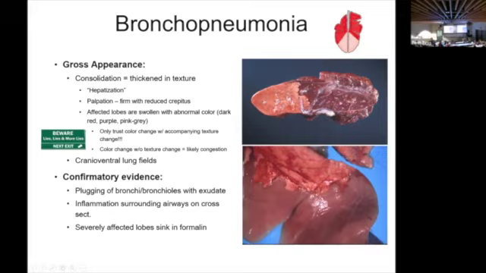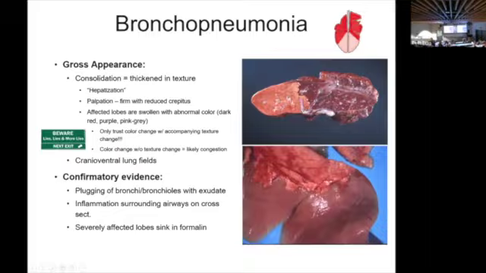And then look for confirmatory evidence. Is there exudate in the bronchioles, like in this one? Here we have a pretty nice demarcation line between more normal tissue over here and abnormal over here. And you can actually see there's mucus and exudate in the small airways.